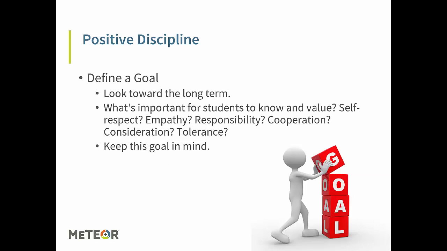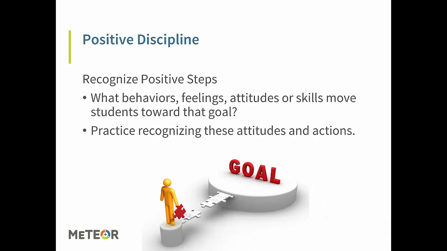First, define a goal. Look toward the long term. What's important for students to know and value? Self-reflection, empathy, responsibility, cooperation, consideration, tolerance. Keep this goal in mind. Secondly, recognize positive steps. What behaviors, feelings, attitudes, or skills move students toward that goal? Accepting compliments and corrections, asserting their needs, concentrating on their work, appreciating another viewpoint, understanding the effects of their behavior, listening, sharing. Practice recognizing these attitudes and actions.